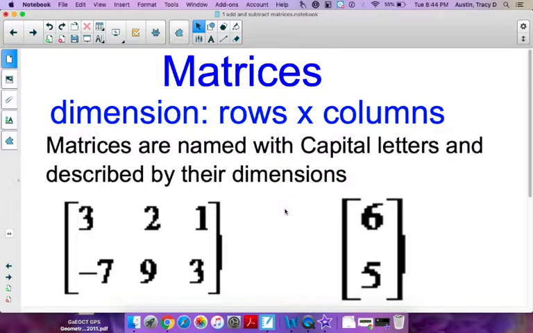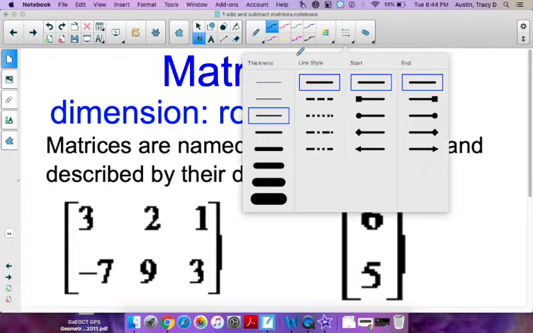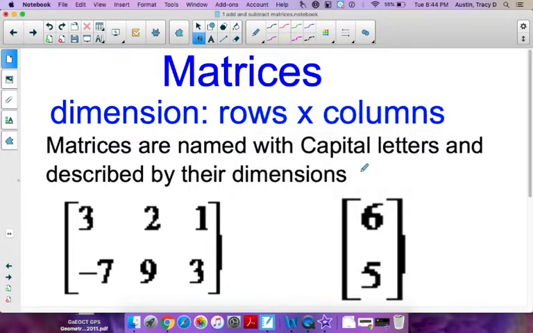Okay, so first off, you give them capital letters. That's sort of like the angles on a triangle, what we've been doing for the last 9 weeks. You have to give them a capital letter for the name, and you describe them by giving their dimensions. And remember what I said about dimensions, you have to give them in the correct order. It must be rows by columns. You have to give the rows first, horizontal rows, by vertical columns.